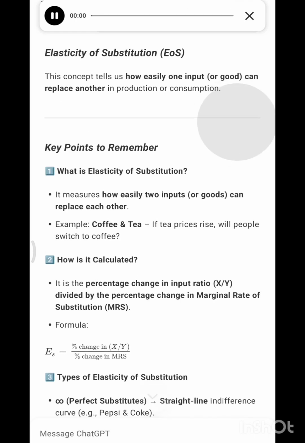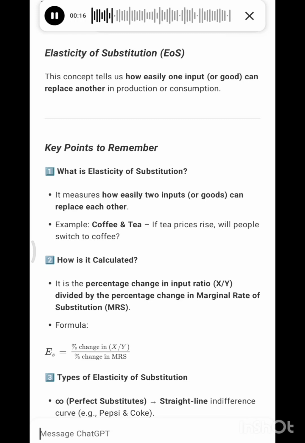Elasticity of substitution, EOS. This concept tells us how easily one input or good can replace another in production or consumption. Key points to remember. 1. What is elasticity of substitution? It measures how easily two inputs or goods can replace each other. Example, coffee and tea. If tea prices rise, will people switch to coffee?